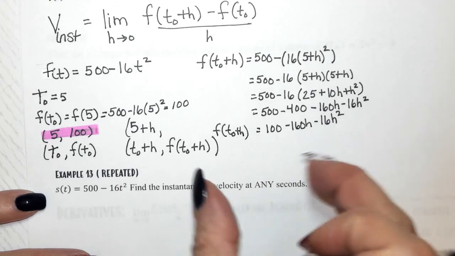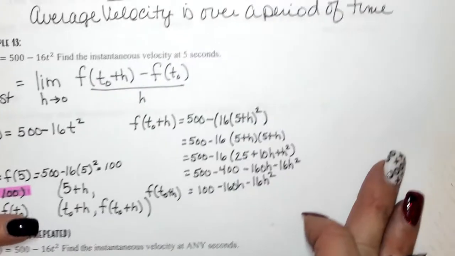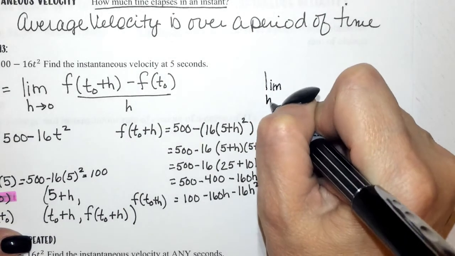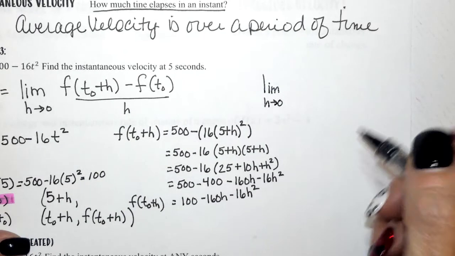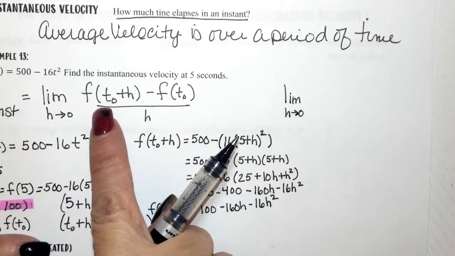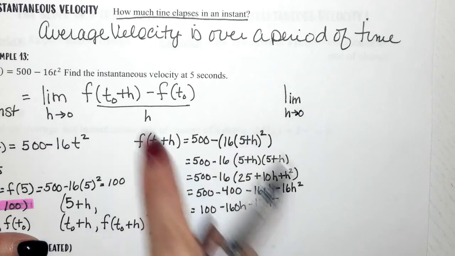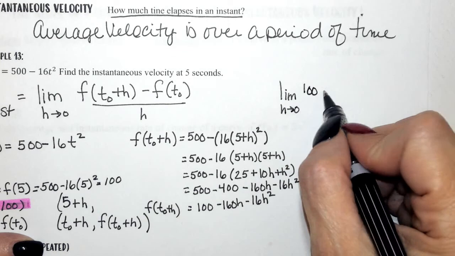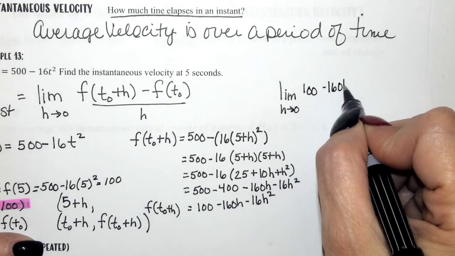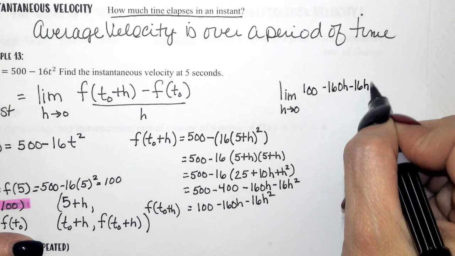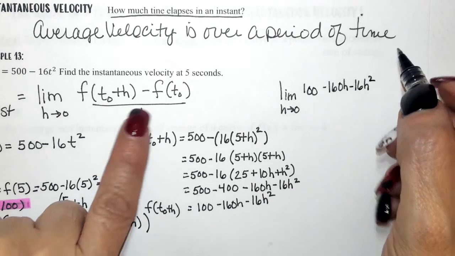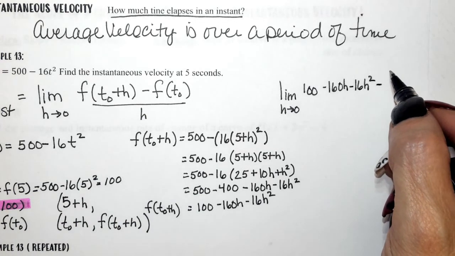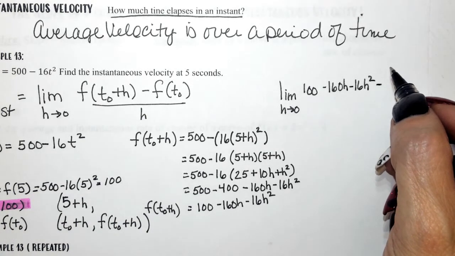So now I'm going to take this and come over here and do my limit. All right, so here we go. The limit as h approaches 0. We're going to do this one right here, f of t naught plus h. So that's what this was right here. So we're going to say 100 minus 160h minus 16h squared, minus f of t naught, which in this case was 100.